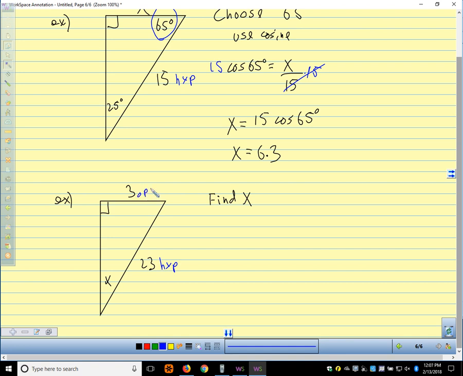3, for angle x, is opposite. So which ratio is opposite and hypotenuse? Sine. We're going to use sine. So I'm going to write the sine of my angle is opposite over hypotenuse. Well, now I have the ratio, and I want to find the angle. What do I have to use?